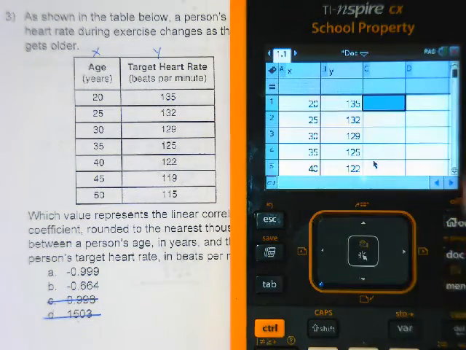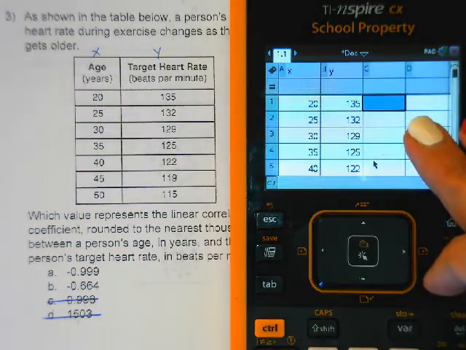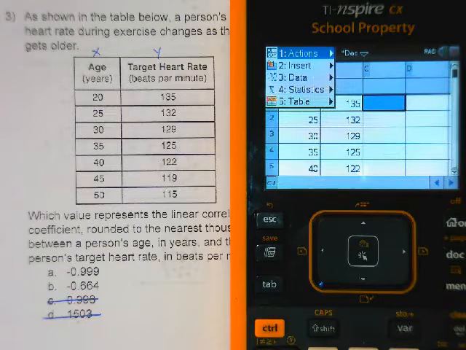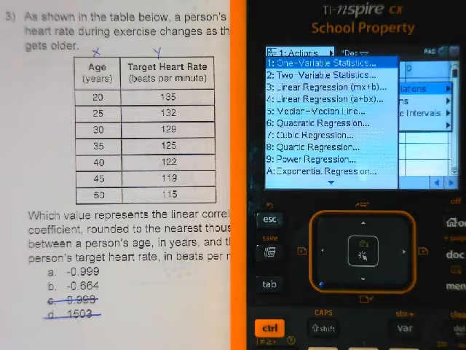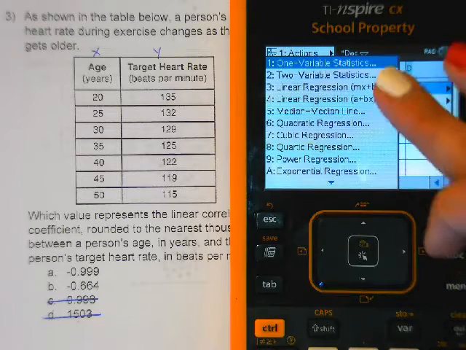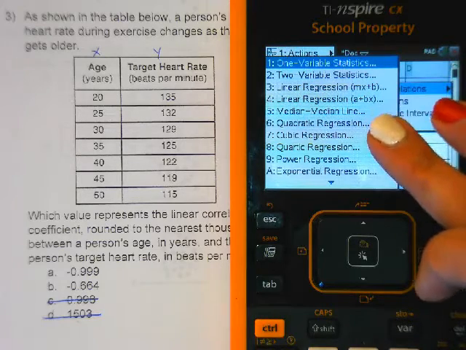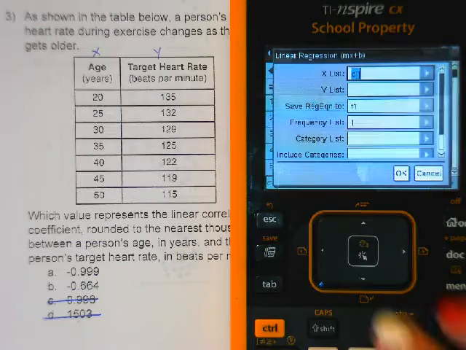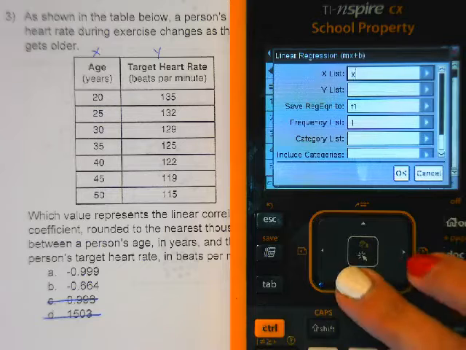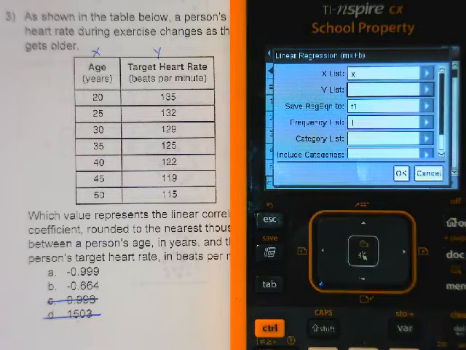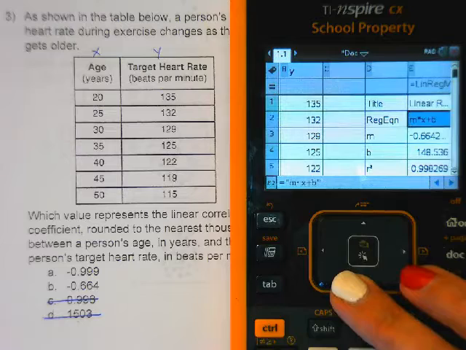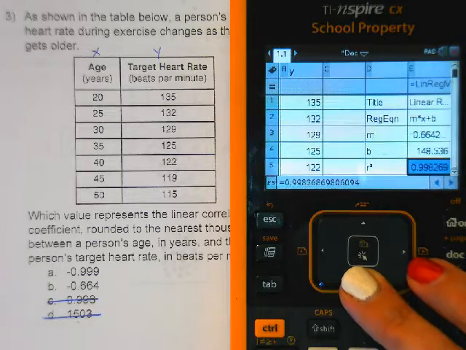All right, so we're here. Make sure it's not blinking. It needs to be blue. Menu, 4, 1, 3. Now we will use some of these others as we go through this semester, but right now we're using 3. X, down arrow, Y, and then enter, enter. There's our equation. That's a pretty ugly equation.